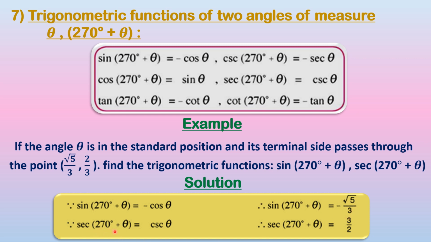Sec(270 + θ): 270 plus θ is in the fourth quadrant, so sec is positive, and sec converted to cosec because we see 270. Cosec is the reciprocal of sine. Sine is y, and y is 2 over 3. So if we find the reciprocal of 2 over 3, the answer is 3 over 2, which is the multiplicative inverse of it. So the answer is 3 over 2.